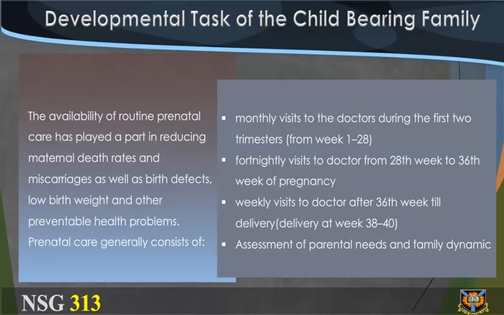Prenatal care generally consists of monthly visits to the doctor during the first 2 trimesters from week 1 to 28, fortnightly visits to the doctor from the 28th week to the 36th week of pregnancy, and weekly visits to the doctor after the 36th week till delivery at week 38 to 40.